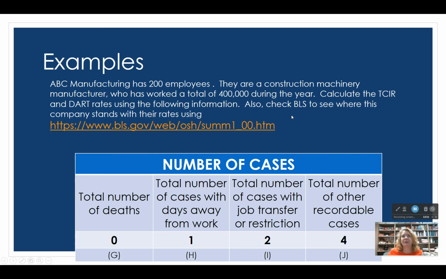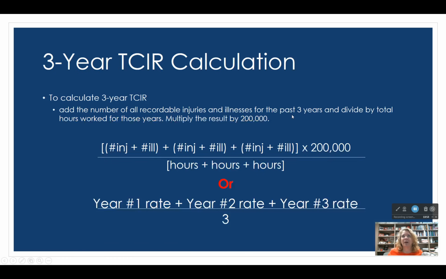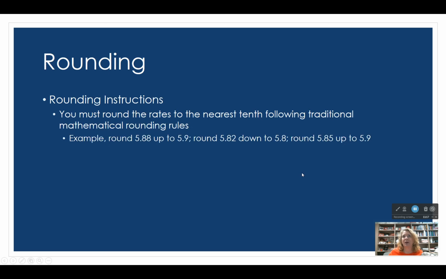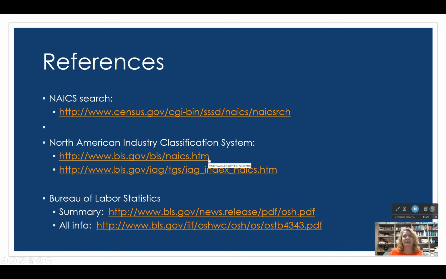Then I'm going to skip this one, but with the 3-year calculation, this is what insurance companies do. They look at the past 3 years, and the easiest way is to take the year 1 rate, year 2 rate, and year 3 rate, and divide by 3, and that's going to be the average. The same thing applies to the DART rate, just making sure you're using the correct columns. When it comes to rounding, we typically round up to the tenth, just like grades.